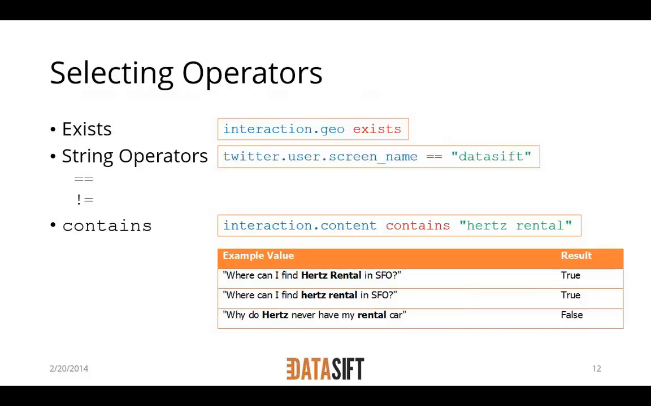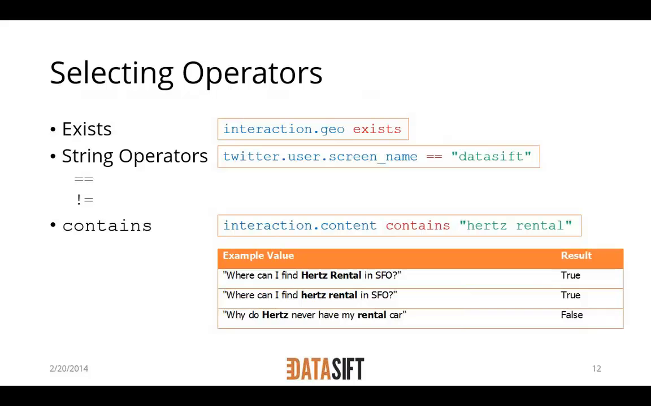Contains is a really common one too. Here we've got contains Hertz rental, and the table at the bottom is showing you that it's not sensitive to case. So Hertz rental with capital H and capital R is just the same as if it's all lowercase. If you want to be case sensitive, there's a modifier that you add in your filter. But the last example in the table is not going to match that one because it's not Hertz rental next to each other, which is what we have in the double quotes.